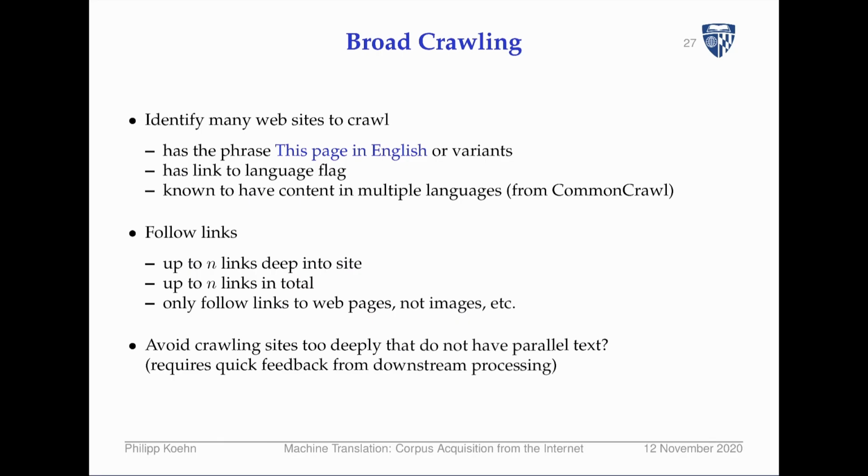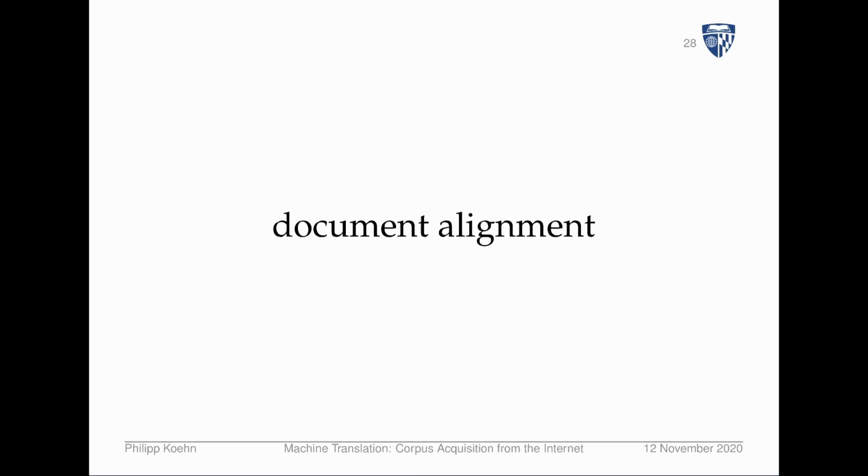You also might want to avoid crawling too deeply websites that do not have any parallel text. That would require some quick feedback from downstream processing. So once you have followed 1,000 URLs on a website and got all the documents and all of them are in English, then maybe you should stop, because there's probably no foreign content on that website at all. Okay, let's move to the next step, document alignment.